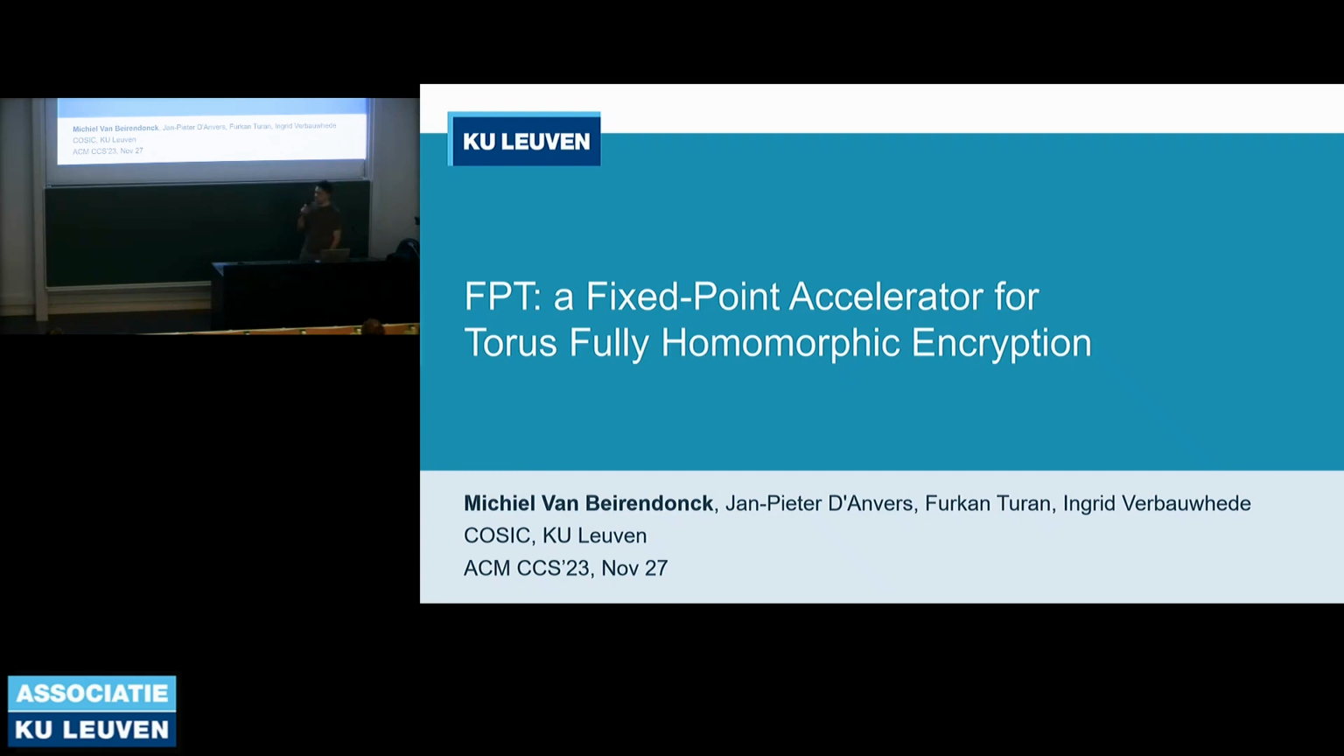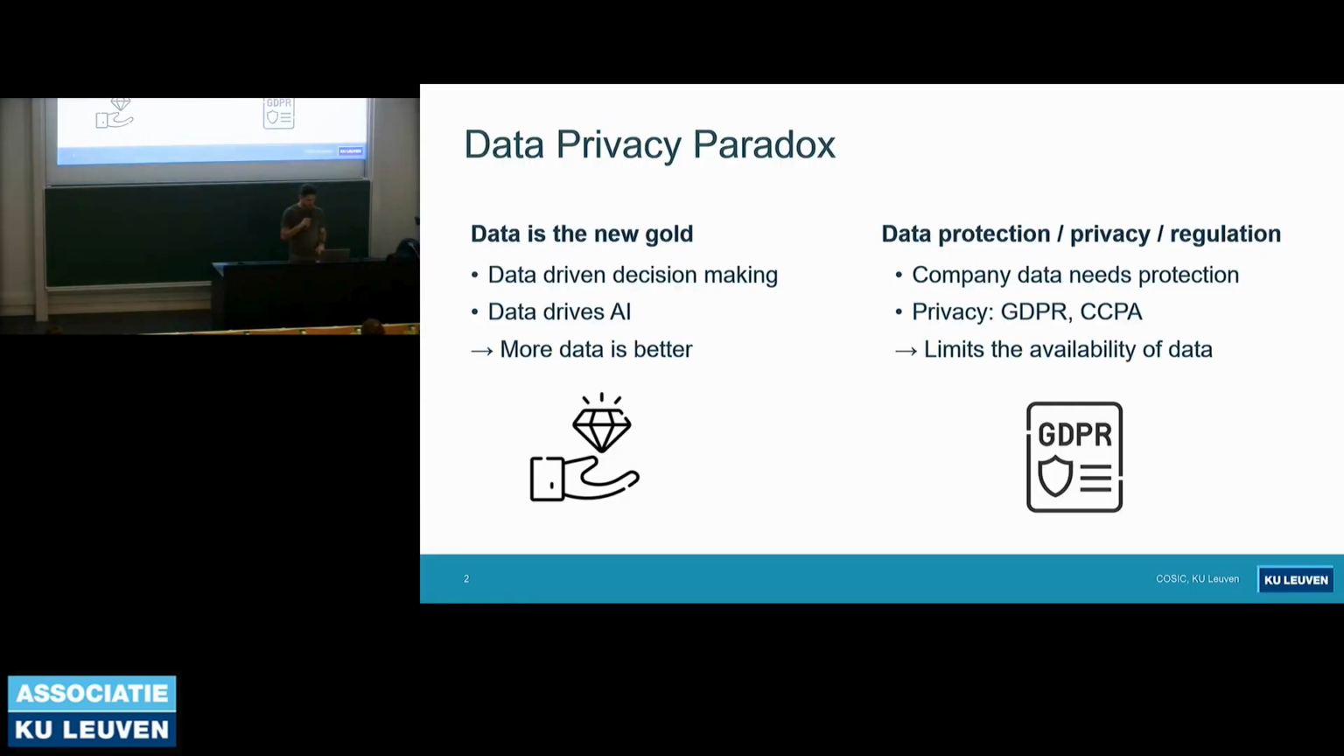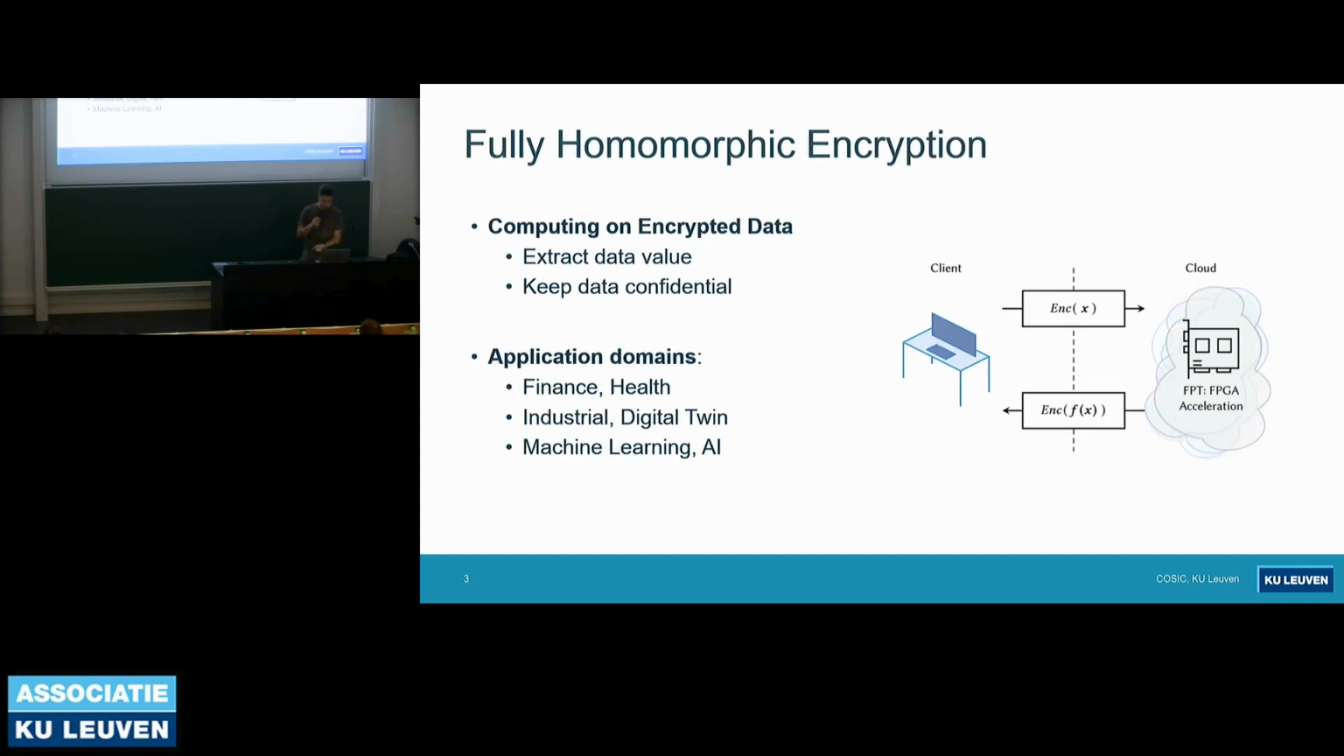Okay, hello everyone. I will be presenting FPT, a fixed-point accelerator for Torus fully homomorphic encryption. I'm the last talk in a session on homomorphic encryption, so I think I can be short about the motivation of this problem. What we're currently seeing is this data privacy paradox where more data is better, but data is being increasingly protected and regulated and subject to privacy concerns. This can be due to privacy regulations such as GDPR, for example, and in general, those limit the availability of data. So computing on encrypted data is this new technology that allows you to solve some of these issues.